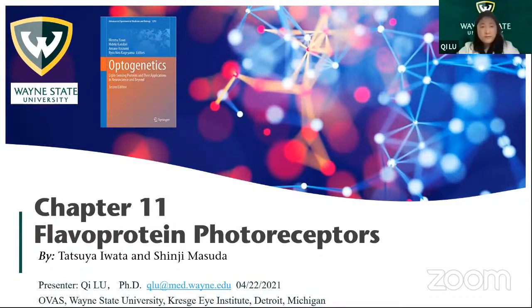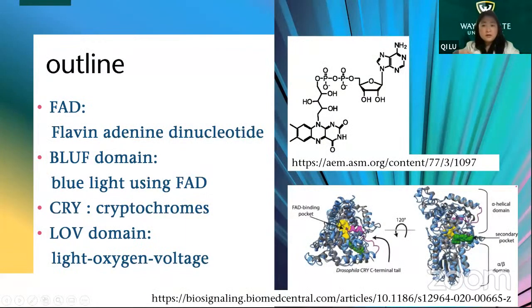Okay, hello everyone. Today I'm going to present chapter 11. I'm sorry, last chapter we were talking about another group of chromophores, that's BV, the phytochromes and the CBCRs. And this chapter, we're talking about another family, and the chromophore they're using is FAD.